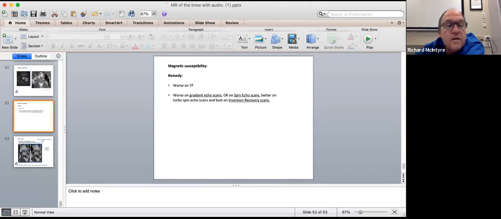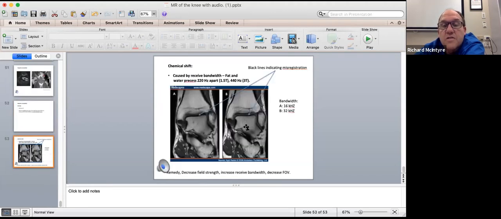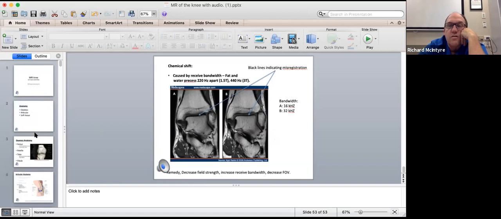We've discussed that, hopefully. And we've discussed chemical shift. I think I've shown you this slide with the bandwidth. With chemical shift, we have to increase the bandwidth, so there's more hertz per pixel. So when we have a 440 hertz difference, that's more likely to be in one pixel than multiple pixels if the bandwidth was very small. And that's MRI of the knee in a nutshell.